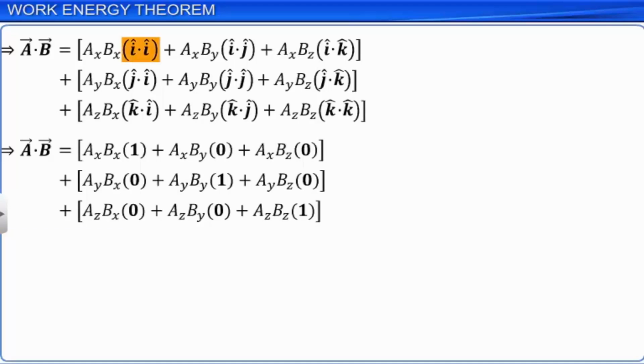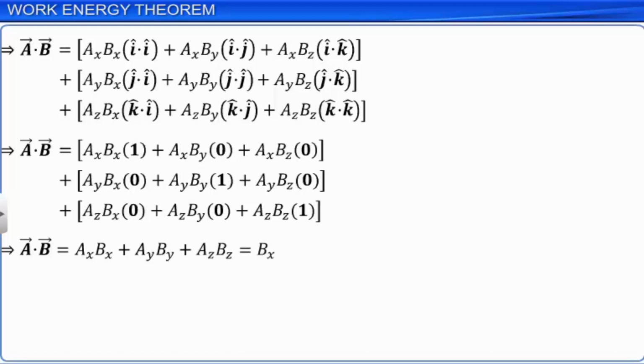Substituting the values of i dot i, j dot j and k dot k as 1, and the values of i dot j, i dot k, j dot i, j dot k, k dot i and k dot j as 0, and simplifying, we get A dot B is equal to AX BX plus AY BY plus AZ BZ.